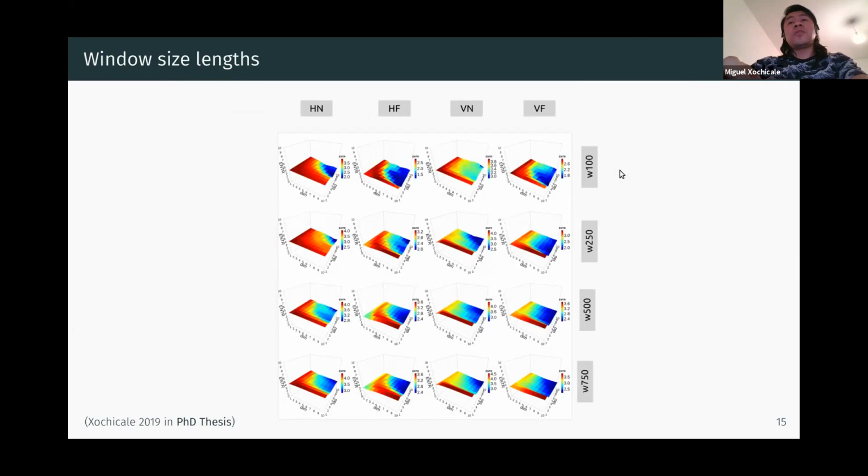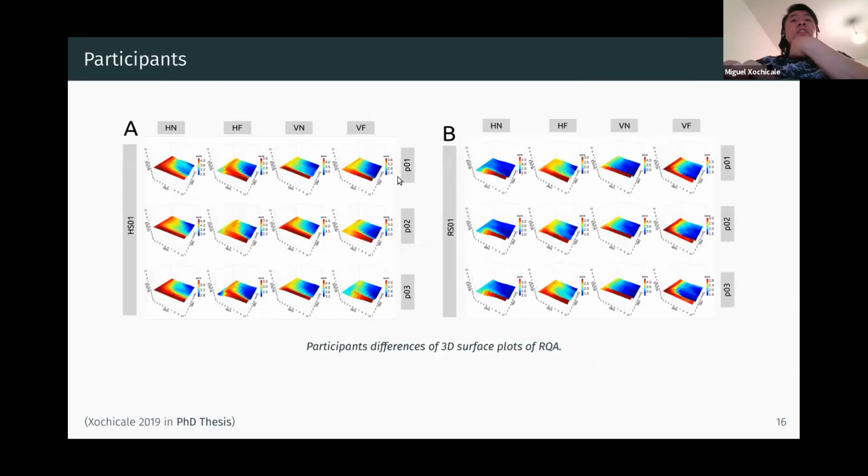Of course, also the length of the sensor signal, using a window length of 100 samples to 750 samples as well. And of course, different participants as well. So we can also quantify this, just showing here 3 participants, from the sensor from the robot and from the person.